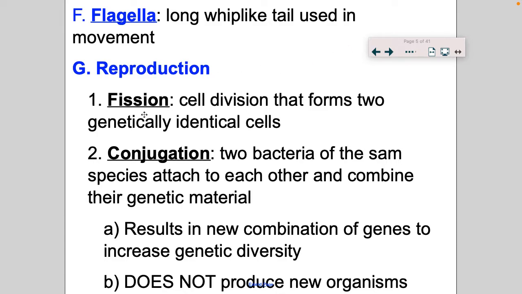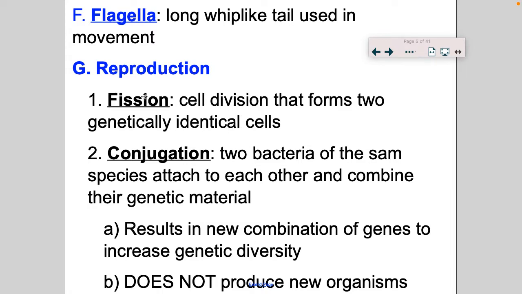Reproduction: they copy themselves through process of binary fission. So the end result is 2 genetically identical cells. Now I throw conjugation in here. Conjugation is not a form of reproduction, but it does increase genetic diversity. So how it happens is you get 2 bacteria, they form a bridge between each other, and they kind of exchange genetic material. And the end result is you end up with a bacteria cell that might have more genes or different genes, and as a result you increase genetic diversity.